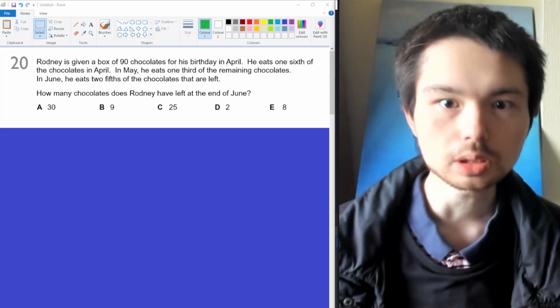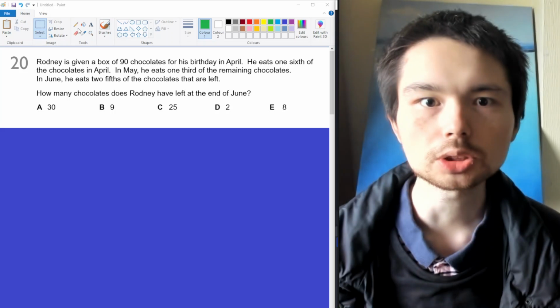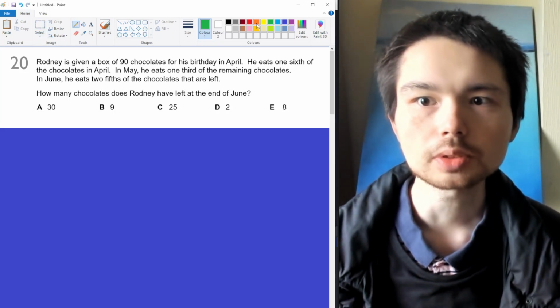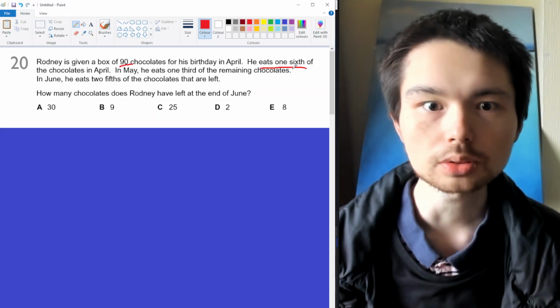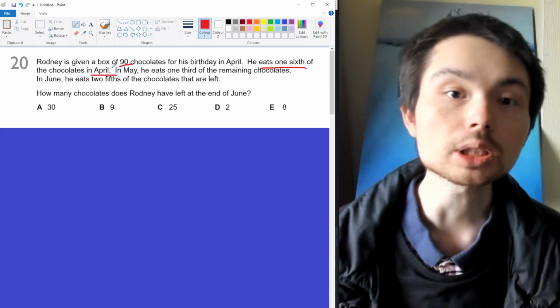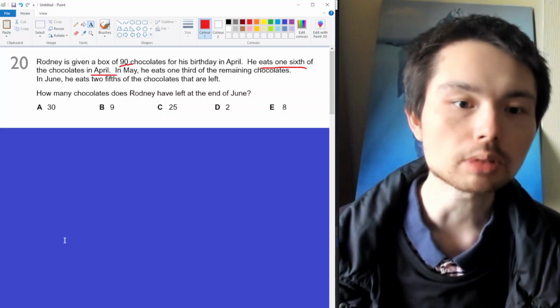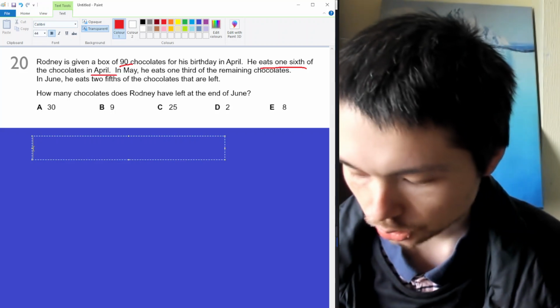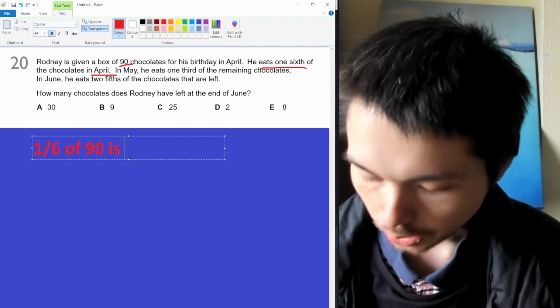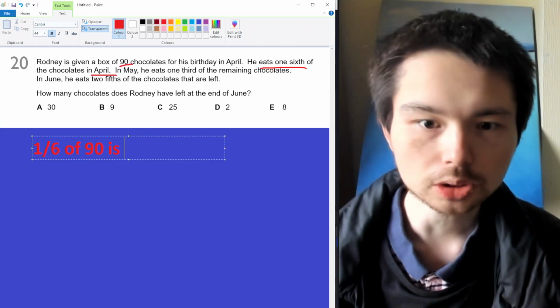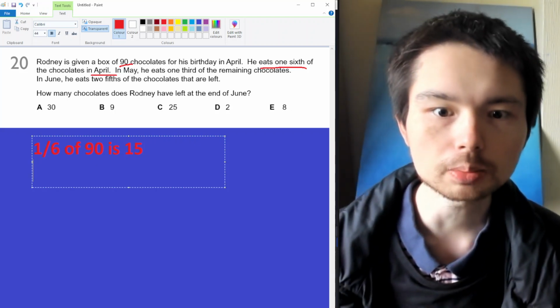Question 20. Rodney is given a box of 90 chocolates for his birthday in April. He eats 1/6 of the chocolates in April. Every time you see two numbers, interrupt yourself. You have to work it out straight away. 1/6 of 90 is, well, do it. 90 divide 6. Just do short division yourself. That will be 15.